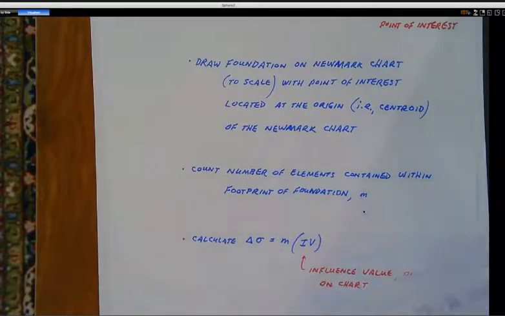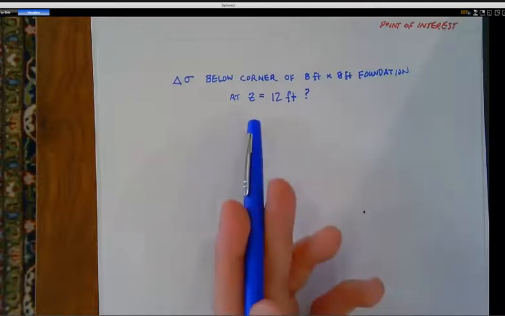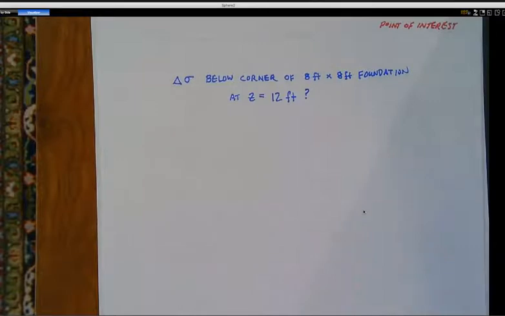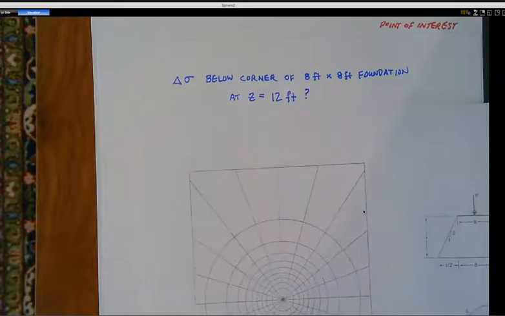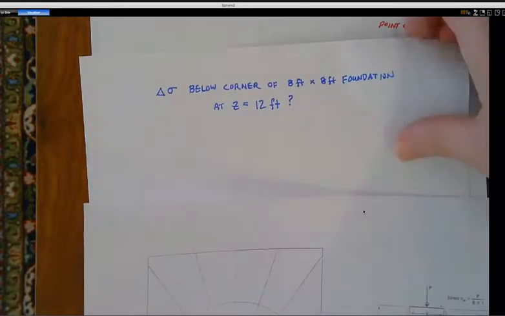So I would like to look at a scenario where we are trying to calculate the delta sigma beneath the corner of an 8-foot by 8-foot foundation at some depth below the base of foundation of 12 feet. And what that means is that we need to grab our Newmark chart and establish what the scale is.